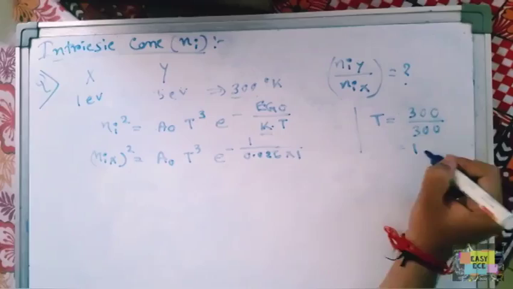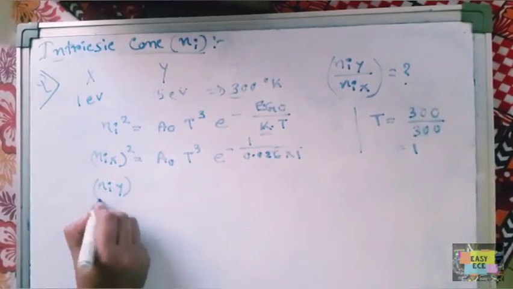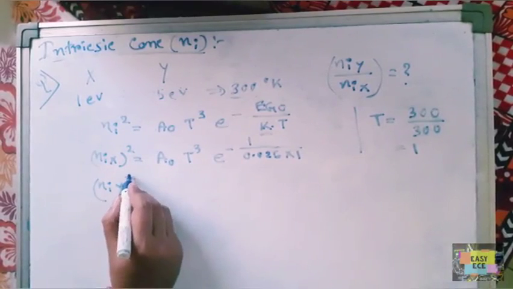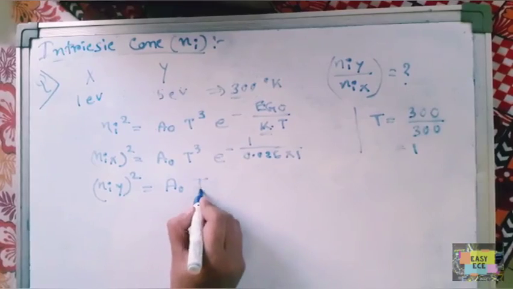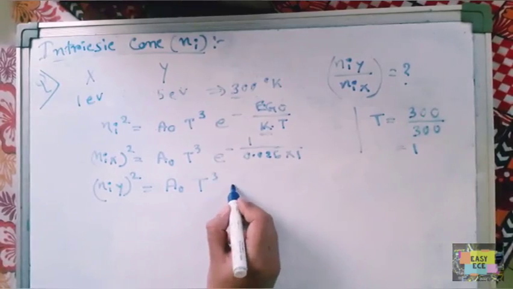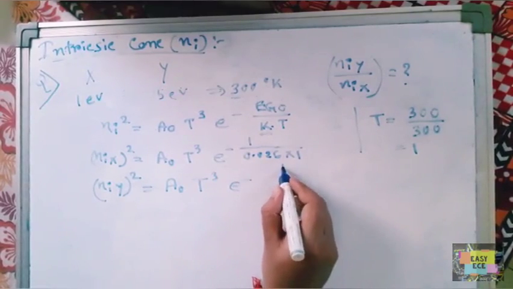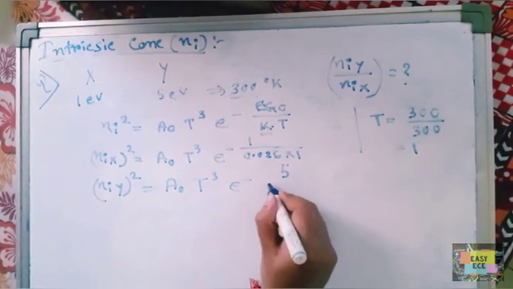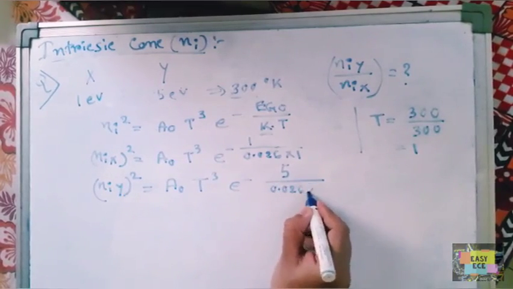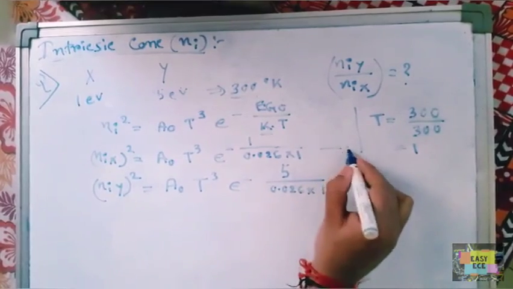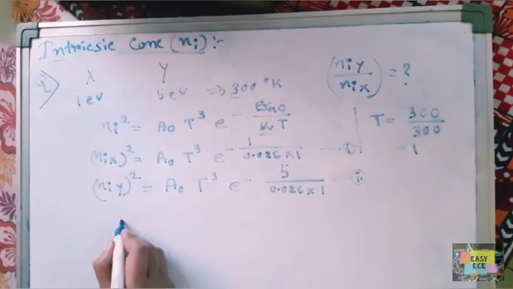the absolute temperature is given in the energy gap at 300 Kelvin also, so 300 by 300 makes it 1. Now for Y material, the intrinsic carrier concentration square equals A0 T cube e to the power minus the energy gap, 5, divided by 0.026 into 1. Now divide this equation by this equation, Y by X.